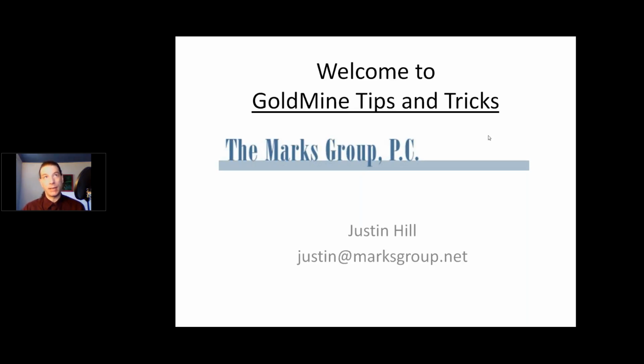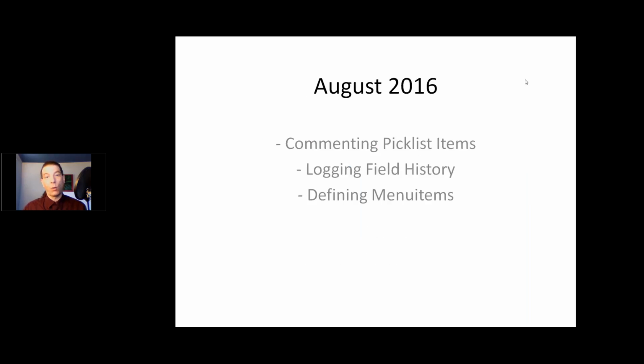So what are we looking at this week? A couple of different things. We're going to look at how to comment pick list items and how to comment those pesky 3-character codes that people love to use with their GoldMines. We're going to look at how to log field history. Why would we ever want to do this? Is it a good idea? We're also going to look at defining menu items, something that we can do on a per user basis. Let's go ahead and jump right into GoldMine.